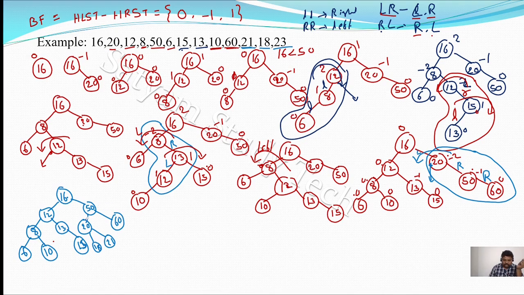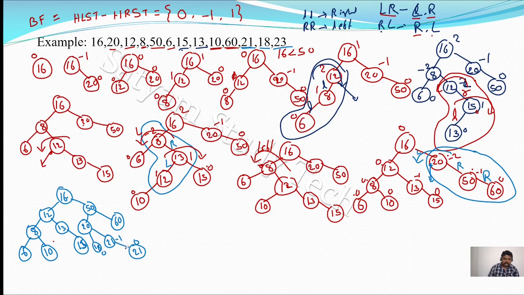Then 23, where can you add 23? Compare with 16 here, compare with 50, compare with 20. So 23 will be added to the right of 21, right? Here it is 21. Now after adding this, how to calculate the balance factor? It is 0. The balance factor of it is -1. 18 is 0. Here you can see the balance factor.